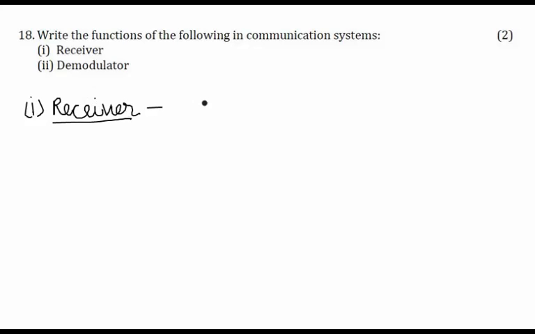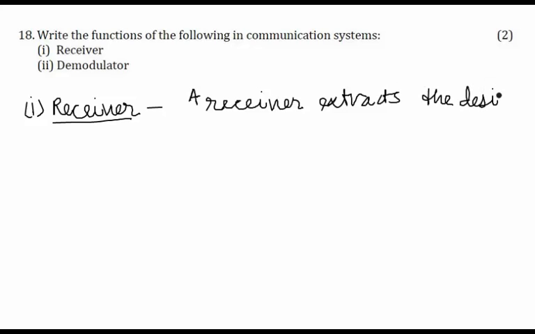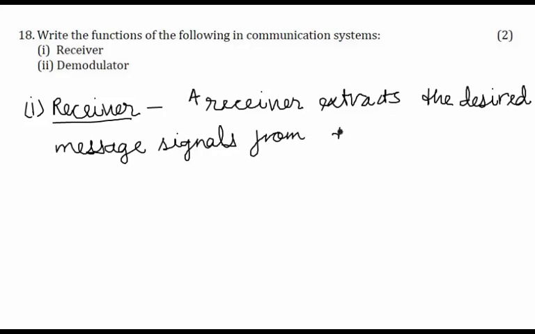Now very plain definition, that a receiver extracts the desired message signals from the received signals. And where does this happen? At channel output.